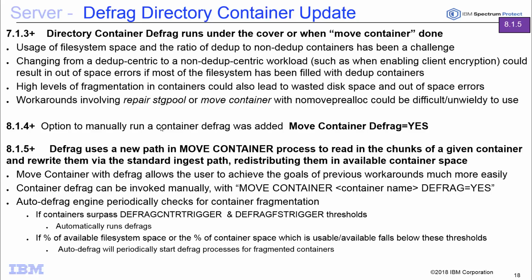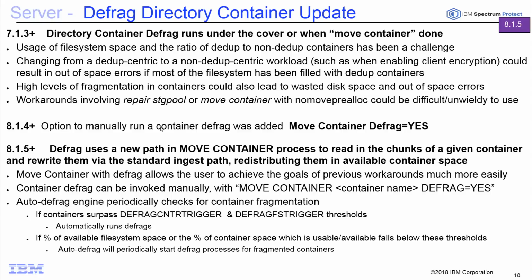Okay, slide 18. Directory container defrag was originally introduced in version 7.1.3, and it would run under the covers whenever you issued a move container. What we saw in version 7.1.3 is that when we create containers, we were creating a set of containers that held deduped data and another set of containers that held non-dedupe data.